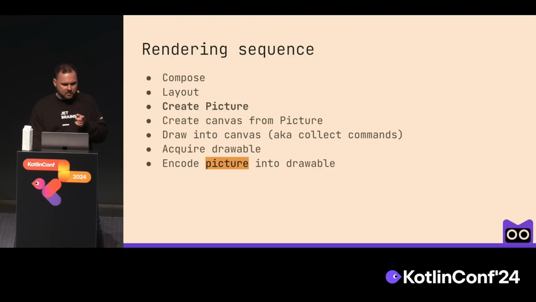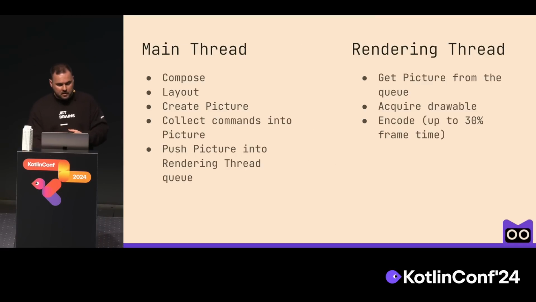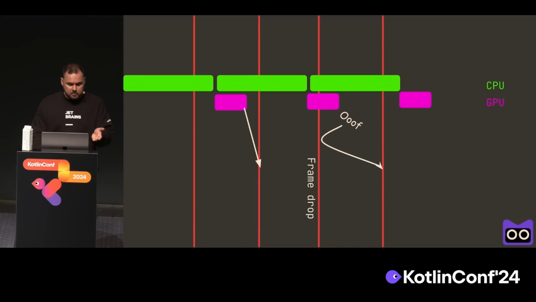Actually, there's something interesting about this approach, because we just got this immutable thingy called picture. Maybe we could just move the encoding entirely into a separate thread. Oh, here we go. So basically, on the main thread, we prepare the command lists and just push them to be encoded by the rendering thread. On high refresh rate displays, it was saving up to 30% frame time. It's like, yo, stellar.